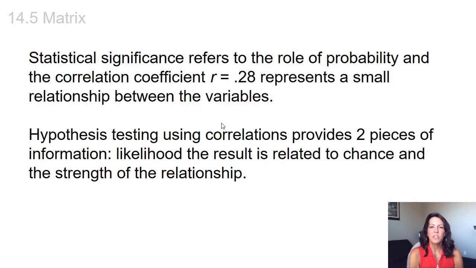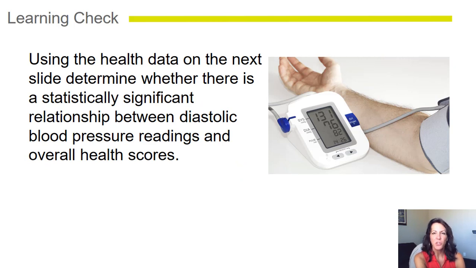So statistical significance refers to the role of probability only, like how likely is our correlation? How likely are we to find this if in the population there is no correlation? And so our 0.28 represents a small relationship between the variables. So hypothesis testing gives us two pieces of information. It talks about that probability, the likelihood the result is related to chance, and the strength of the relationship. Let's try out some examples using a correlation matrix that looks just a little bit different, but it's very similar at the same time.